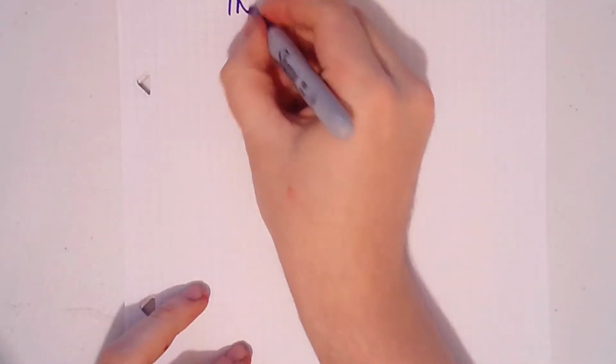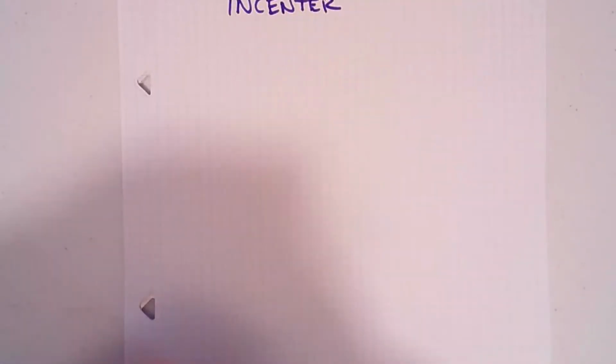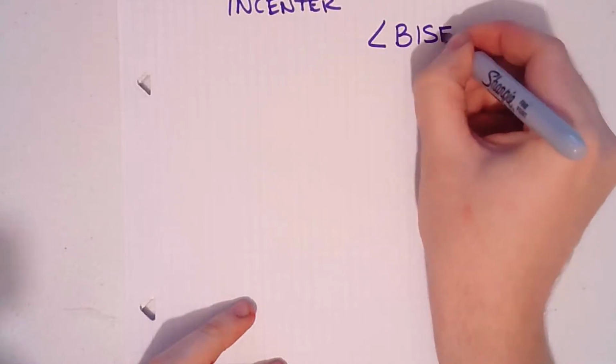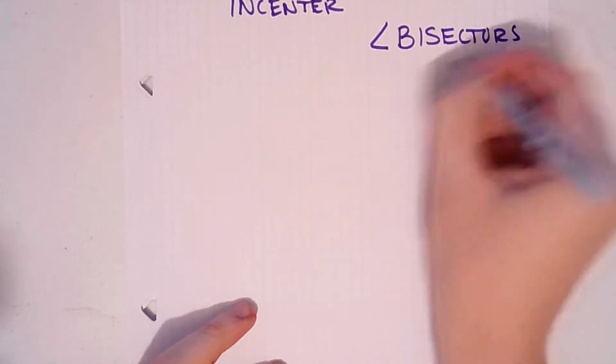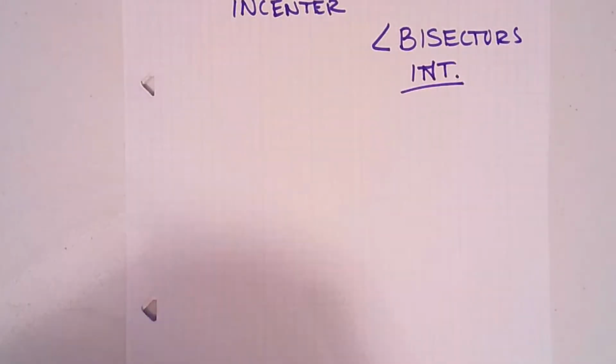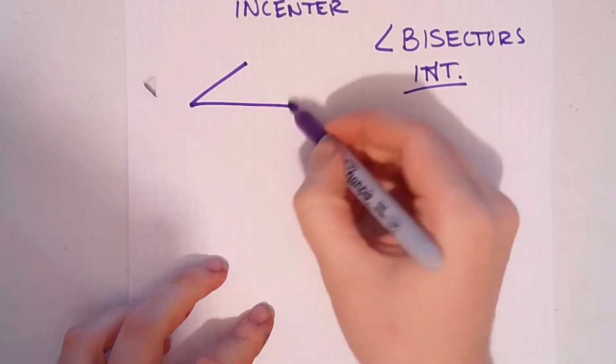So if I draw another triangle, this time I'm going to talk about the Incenter. And the Incenter has to do with the angle bisectors and where they intersect. Whoops, it's an N. Angle bisector intersection. So if I draw a triangle, let's do one like this.